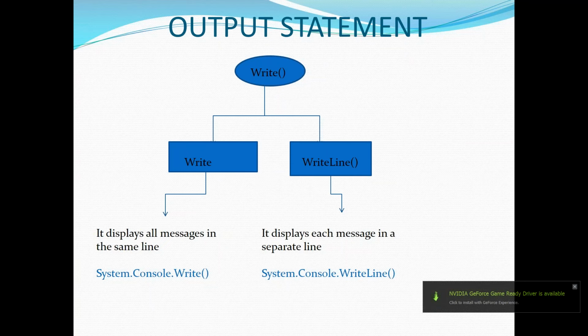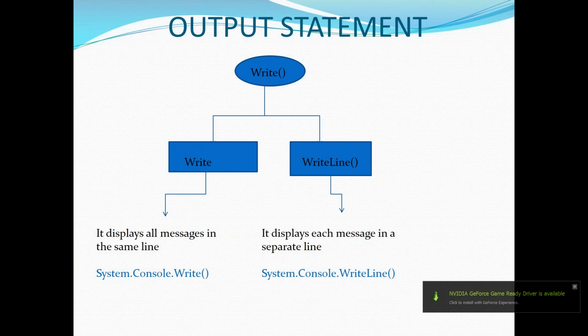Let's say you're going to write a gaming program, or you're going to print stars. The first 5 stars should be displayed in the same line, and the next 5 stars should be in another line. In order to print the first 5 stars in the same line, you'll have to use write. Again, to separate them, you have to use write line. Sometimes you may need to use write, sometimes write line, sometimes a combination of both. That depends upon your requirement.